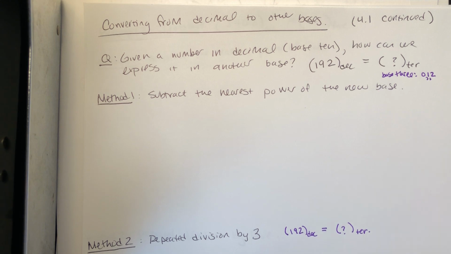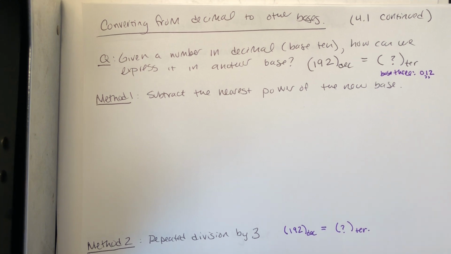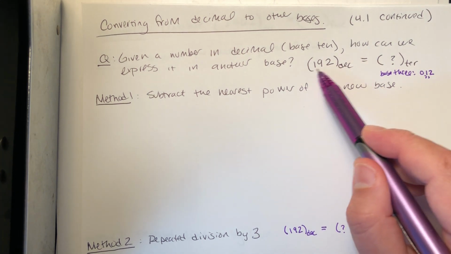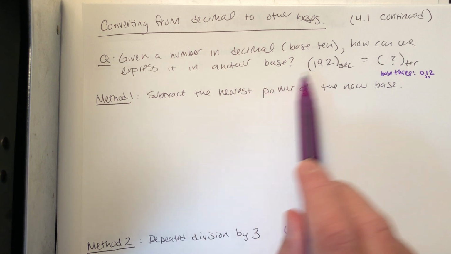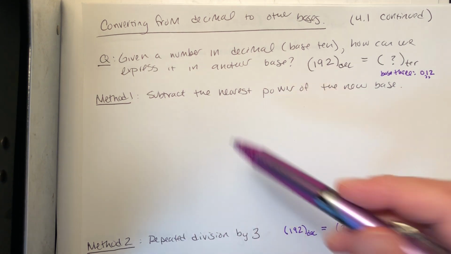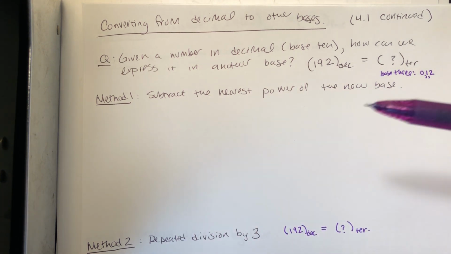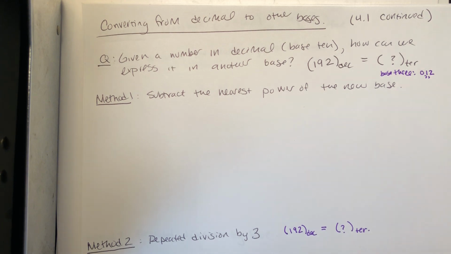We have 2 different methods of doing it. The first one is to try and express 192 as a bunch of powers of 3 added together, because that's really what it means to express something in ternary. It means to write it as a bunch of powers of 3. So what we're going to do is subtract the nearest power of 3 from 192, and we'll keep repeatedly subtracting until we get down to 0.